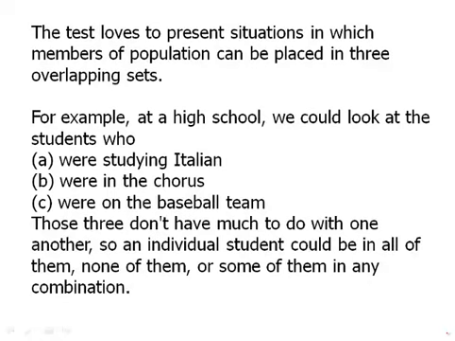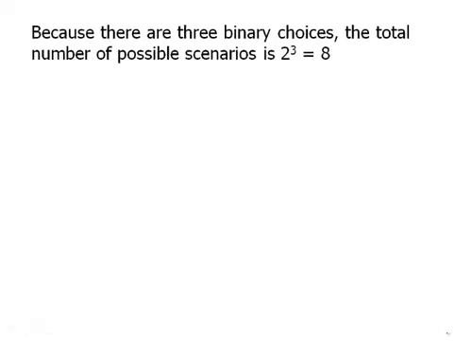In a way, we can think of this as three different questions. We could ask each student, are you studying Italian? Are you in the chorus? And are you on the baseball team? So three yes-no questions. Because there are three binary choices, the total number of possible scenarios is 2 to the third equals 8. We'll talk about this more when we get to the counting section, how we did this calculation.